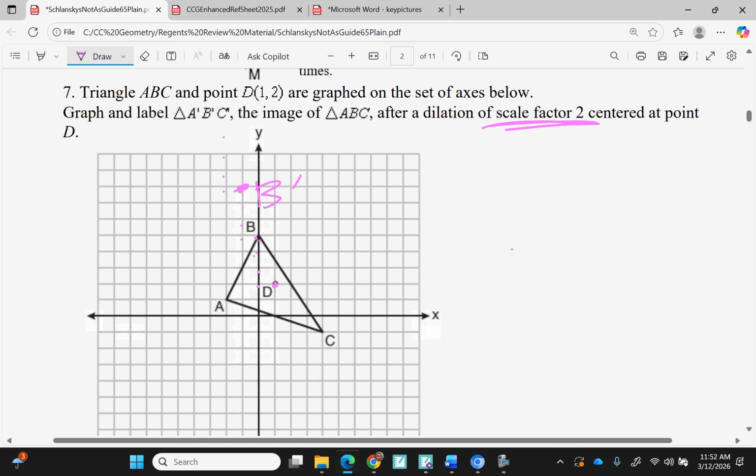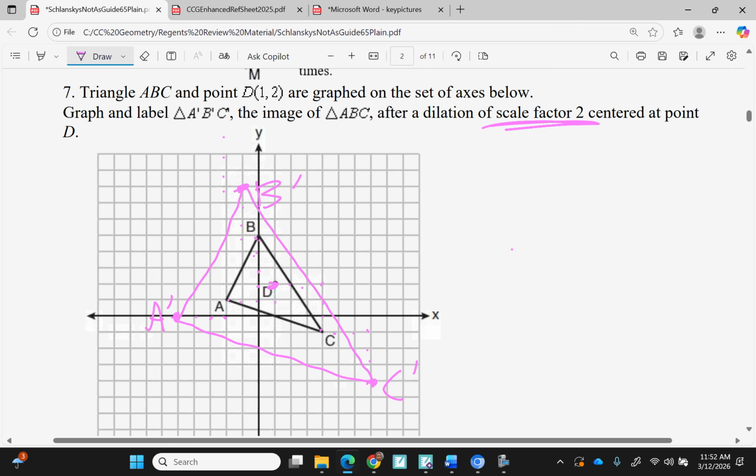From the center, I count to C. So from D, I'm going 1, 2, 3 left, 1, 2, 3 down. That counts as 1. 1, 2, 3 right, 1, 2, 3 down. That's C prime. And now for A, down 1, left 3. That's 1, down 1, left 3. That's 2. I take a straight edge, which I'm not going to do right now. I connect them.